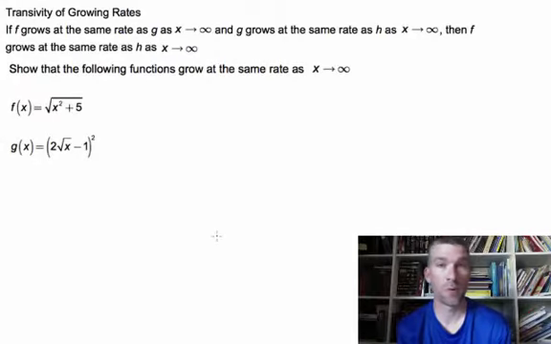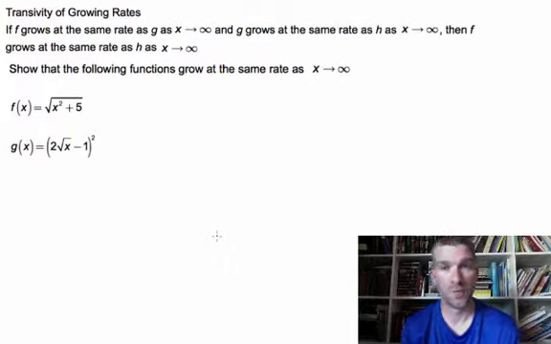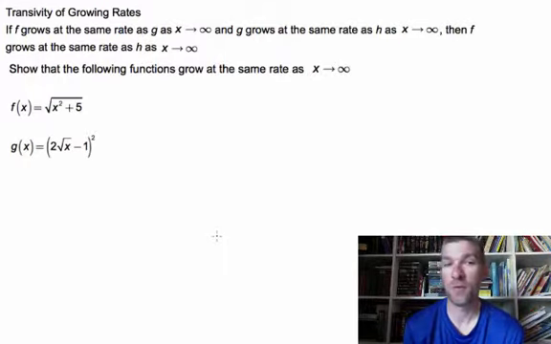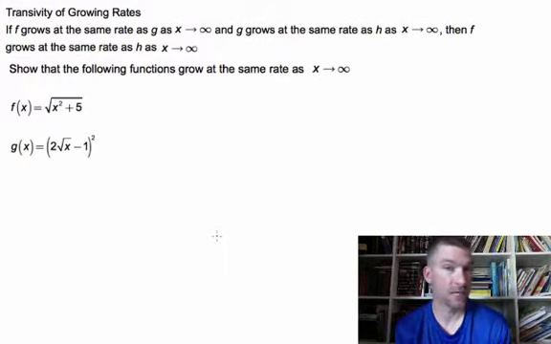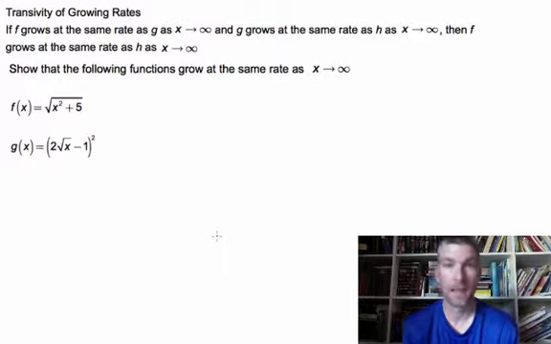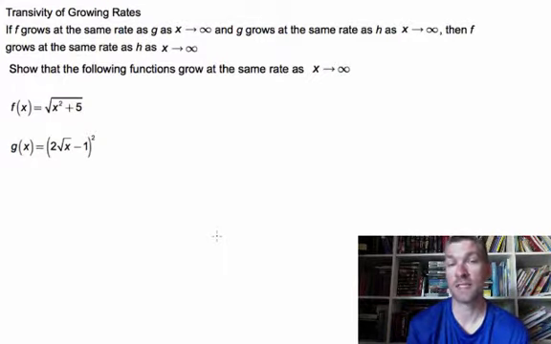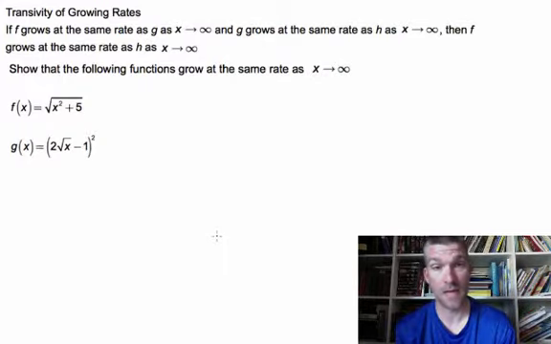Okay, with this particular problem, we're going to rewind back to geometry days where we were talking about the transitive property when you were doing all those proofs. So we're going to apply that though to a rate of growth. So if f grows at the same rate as g as x grows towards infinity, and g grows at the same rate as h as x grows towards infinity, then f also grows at the same rate as h.